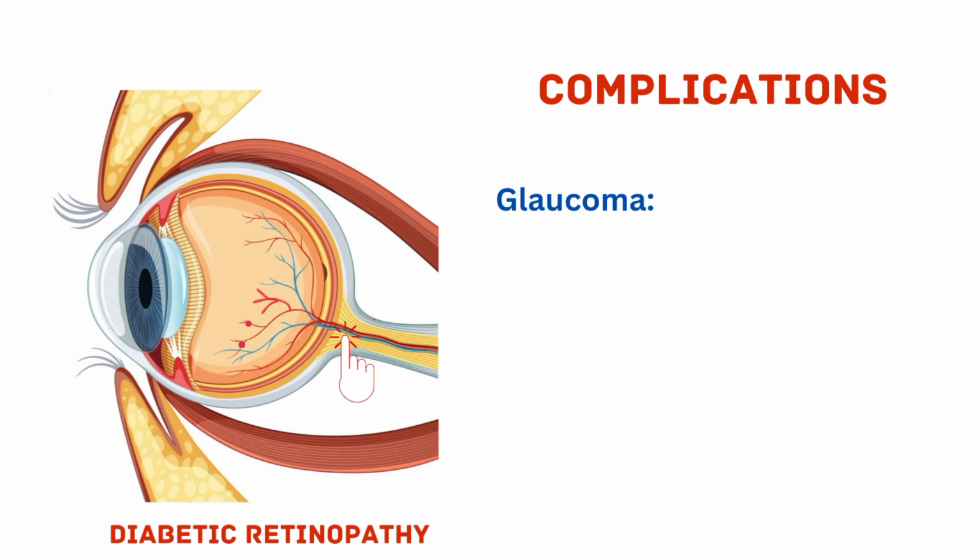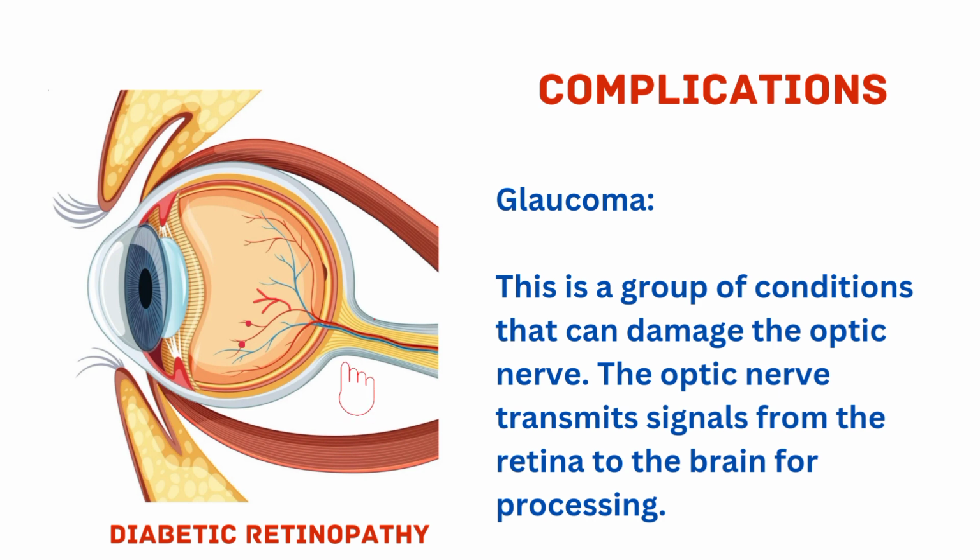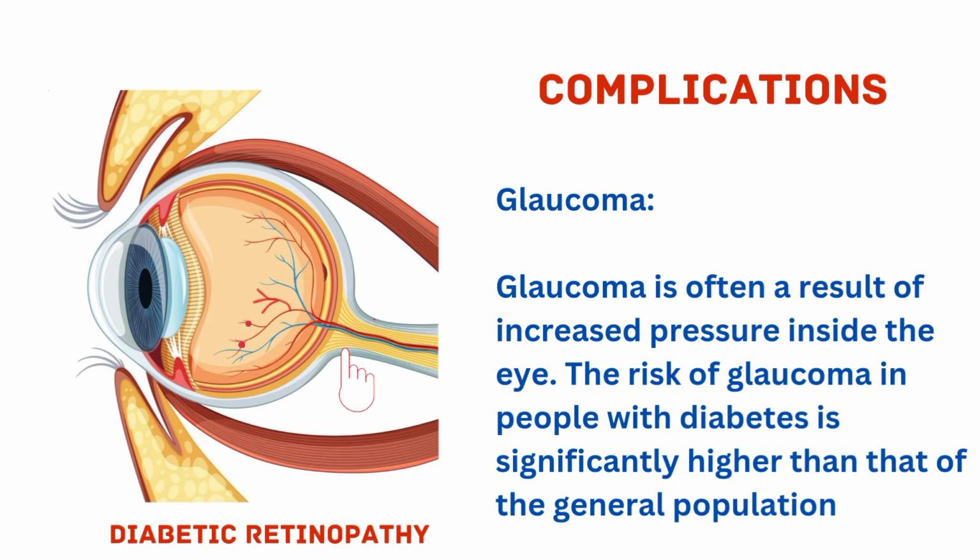Next complication is the glaucoma. This is a group of conditions that can damage the optic nerve. The optic nerve transmits signals from the retina to the brain for processing. Glaucoma is often a result of increased pressure inside the eye. The risk of glaucoma in people with diabetes is significantly higher than that of the general population.